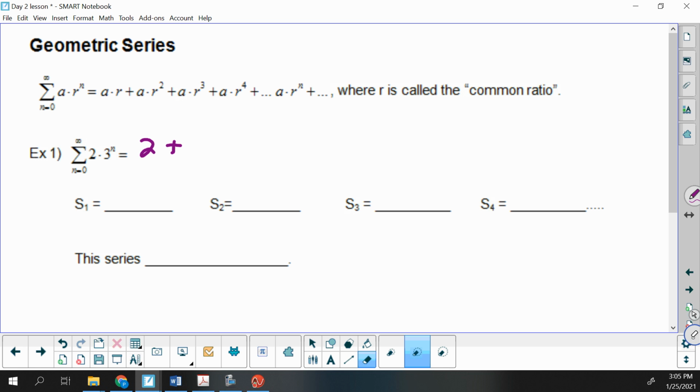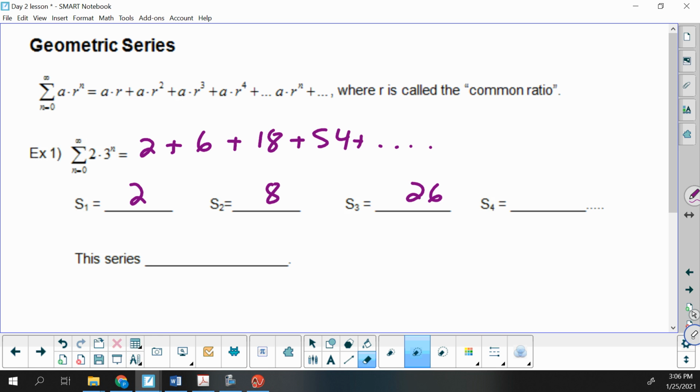When we put 1 in, there'll be 2 times 3 to the first, so we'll get 6. And then 2 times 3 to the second, so we'll get 18. And then it'll be 54, and it'll keep going. So the s's are our partial sums. The sum of the first term is just 2. The sum of the first 2 terms is 8. Sum of the first 3 terms is 26. Sum of the first 4 terms is 80, and it could keep going. So if we notice, this series is going to diverge because our partial sums seem to keep getting bigger and bigger and bigger.